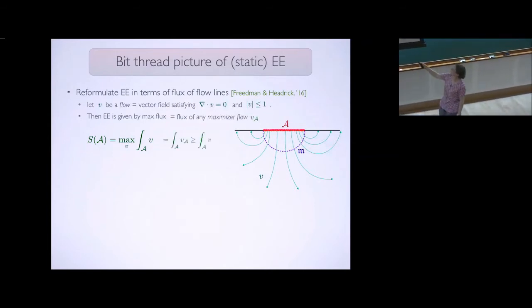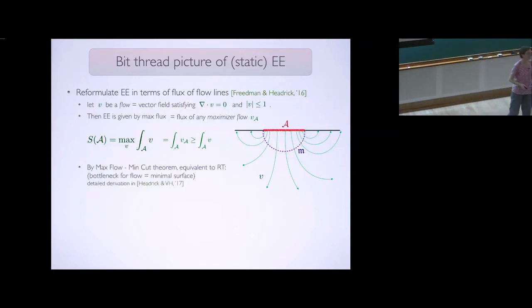Okay, so you can also then define a maximizer flow, which I'll denote by V sub A, the maximizer flow for a given region A, as any flow that saturates this bound. Okay, so there are infinitely many flows. The only constraint that you have on a maximizer flow is that it has to really saturate this norm bound at the bottleneck, which is the minimal surface of this region A.